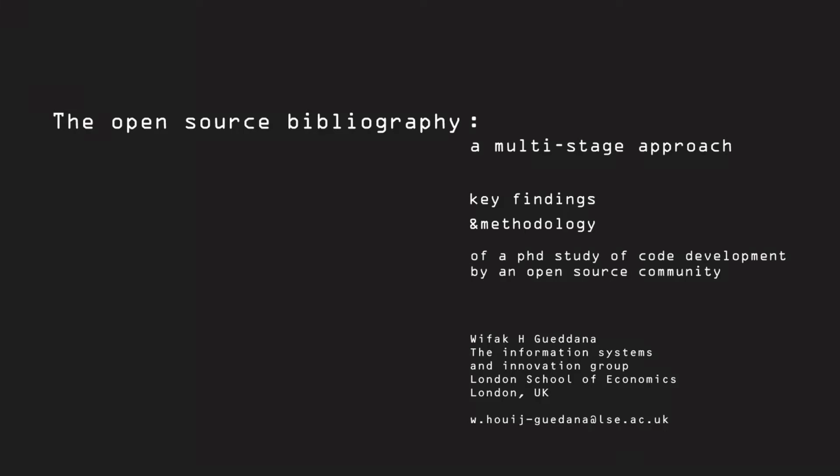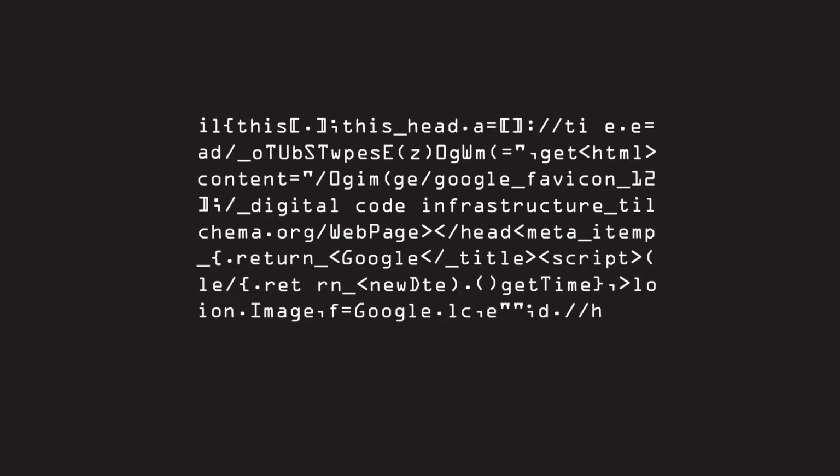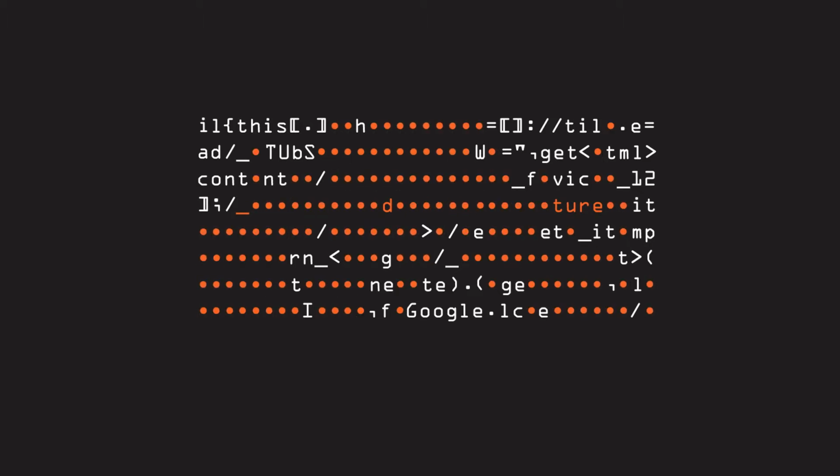The open source bibliography is a study by Wifat Guidana, which takes as its starting point the way digital code infrastructure is increasingly shaping the way we live our lives. The study highlights how digital code forms the basis of networked communities, groups of people who are brought together by digital code-enabled platforms such as emails, blogs, and websites.